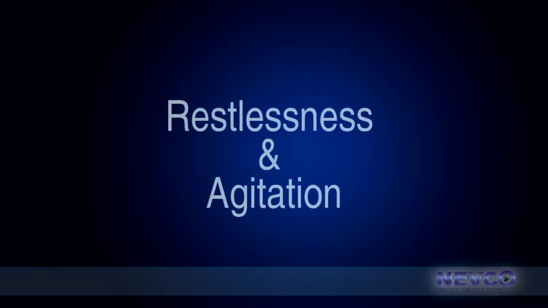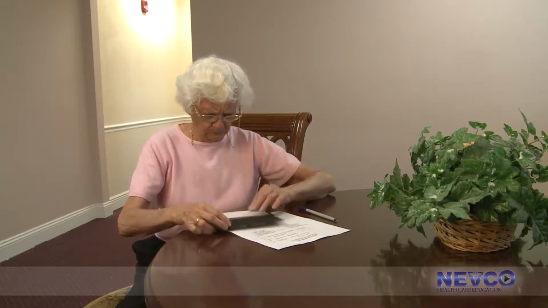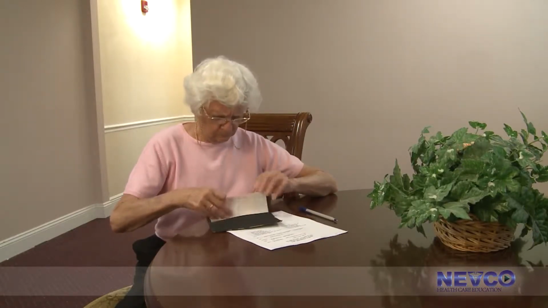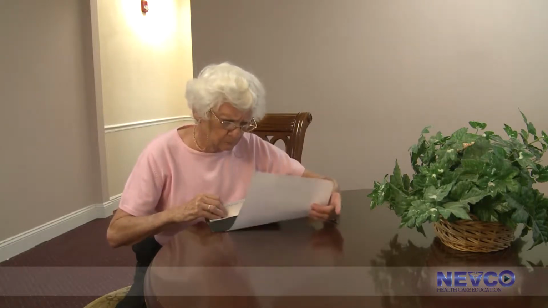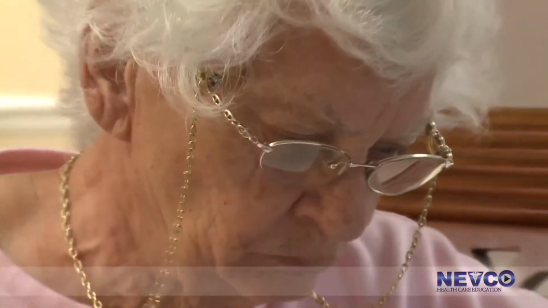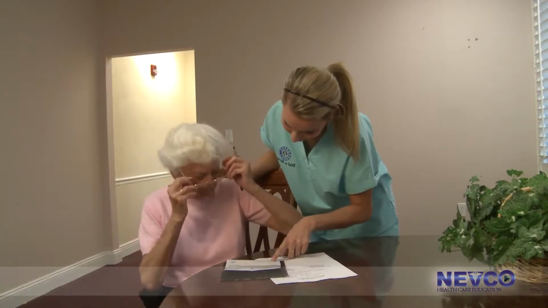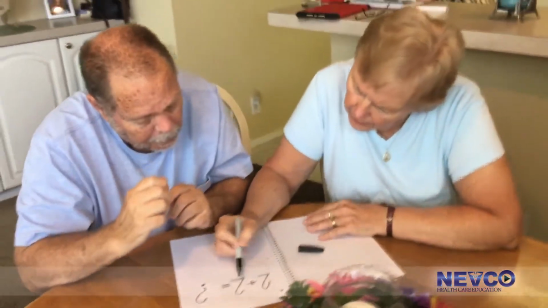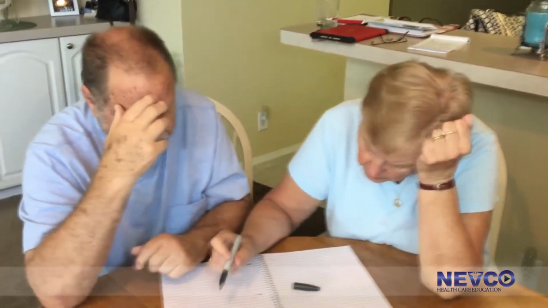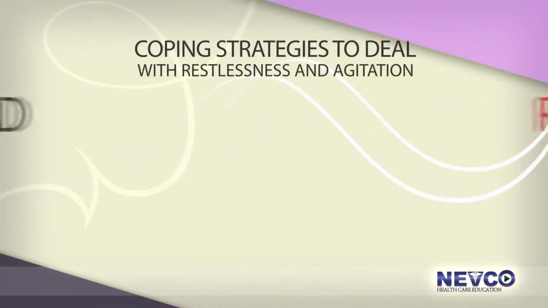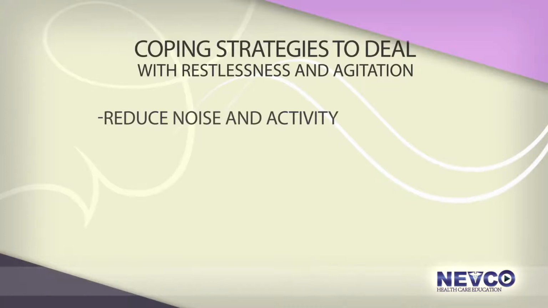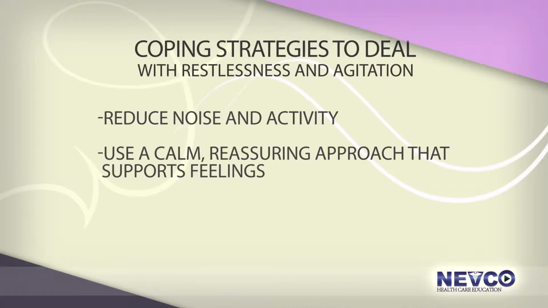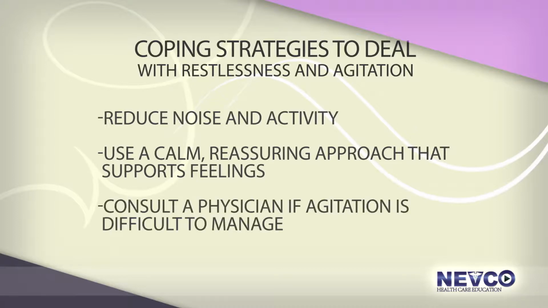Restlessness and agitation. During stage 1, the person with Alzheimer's is acutely aware of their decreasing ability to perform tasks like bill paying, book reading, and keeping appointments. This causes internal restlessness that results in the person becoming easily agitated over small things. Here are some coping strategies to deal with restlessness and agitation. Reduce noise and activity. Use a calm, reassuring approach that supports feelings. Consult a physician if agitation is difficult to manage.